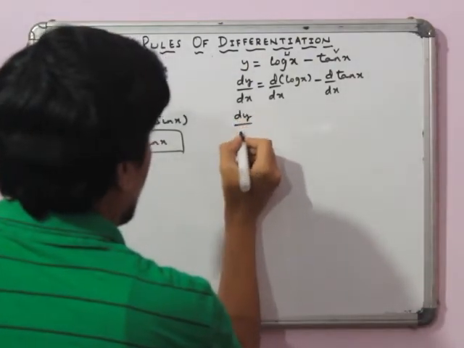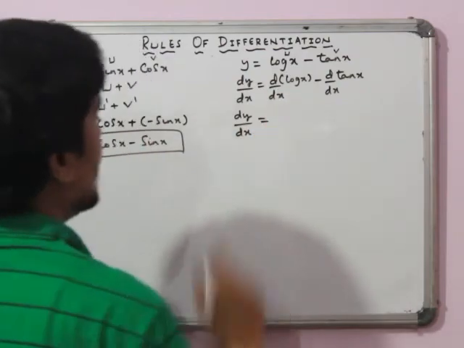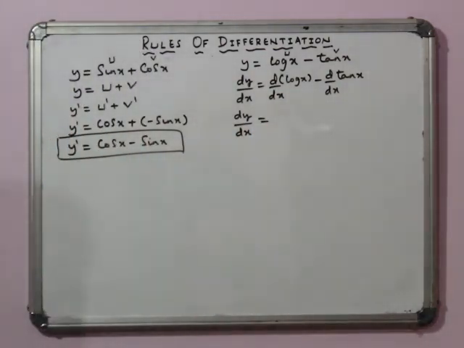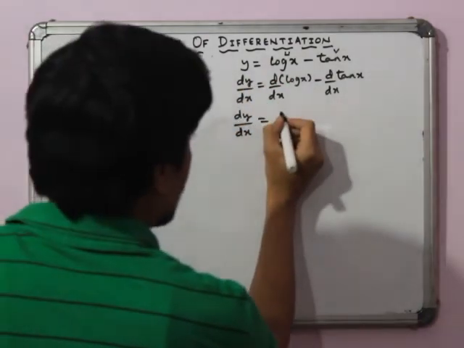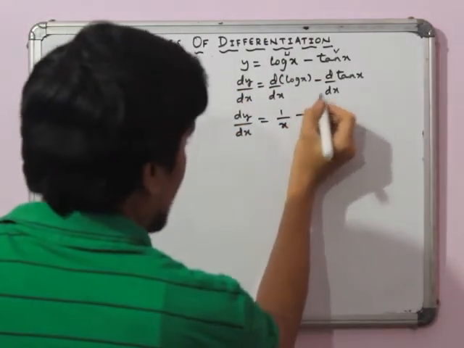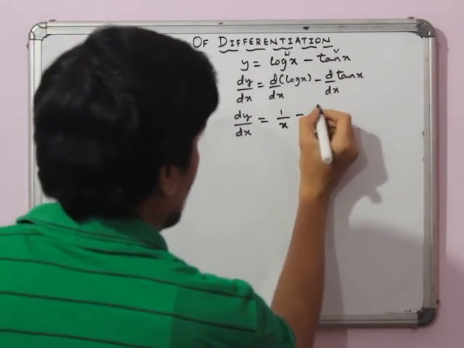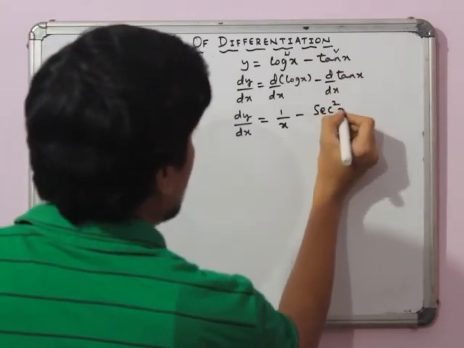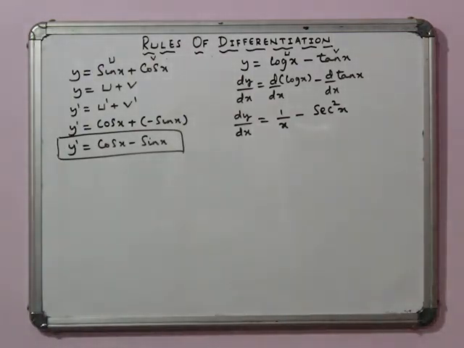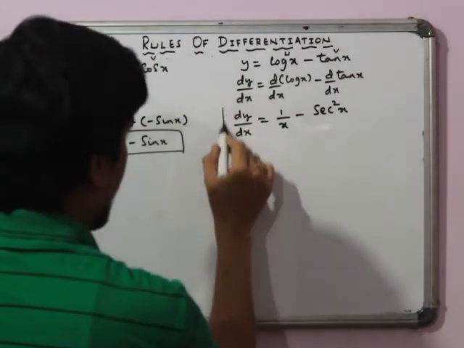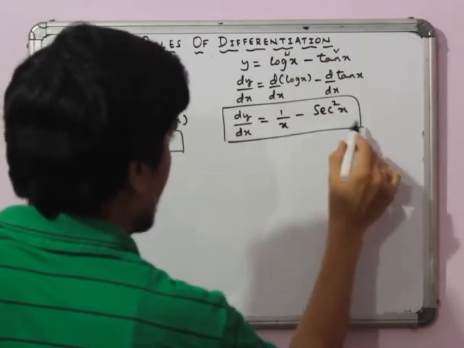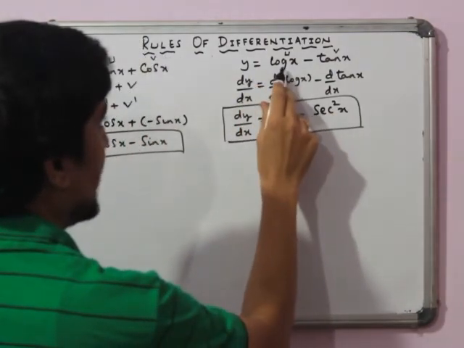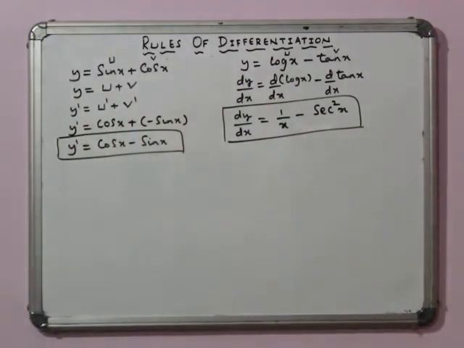Now we will write it. Dy by dx is equal to the differentiation of log x, as we wrote in the formula earlier. Just memorize it. Differentiation of log x is 1 by x, minus sign as it is. Differentiation of tan x is secant square x. So this is the derivative. This entire thing is the derivative, or differentiation, of y is equal to log x minus tan x. So these two were some examples on the first rule of differentiation.